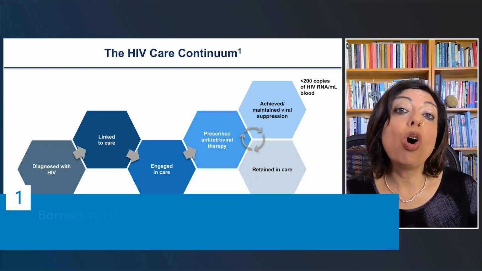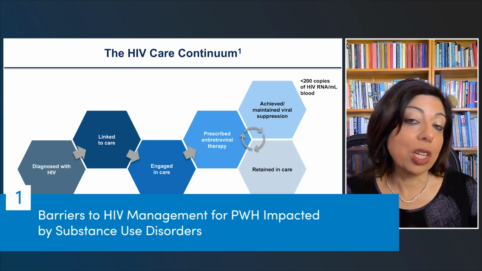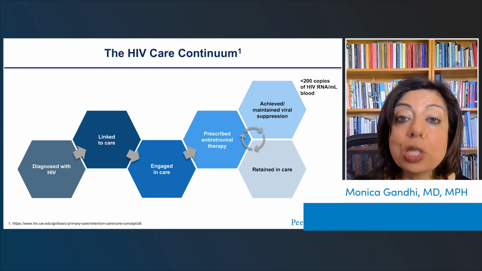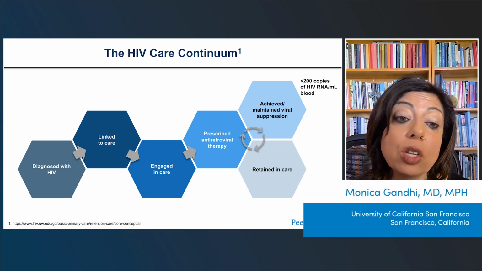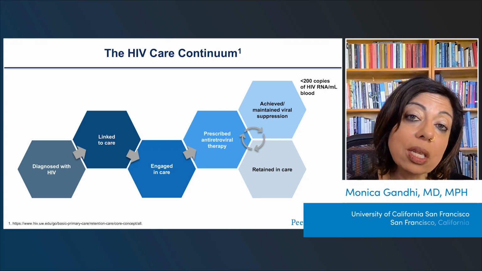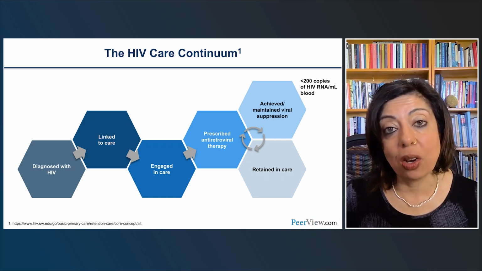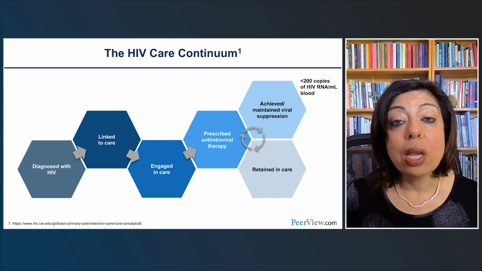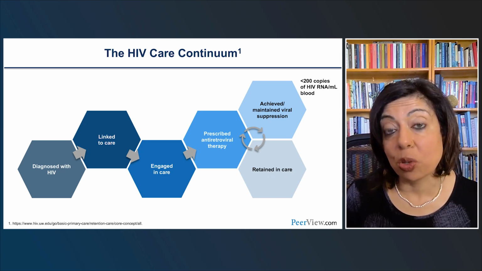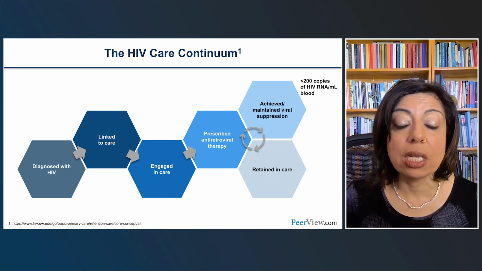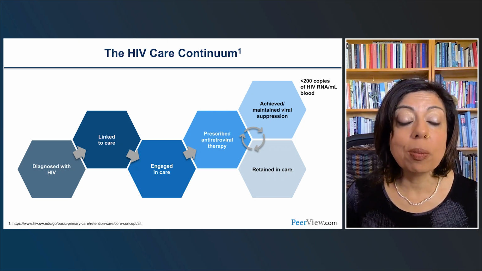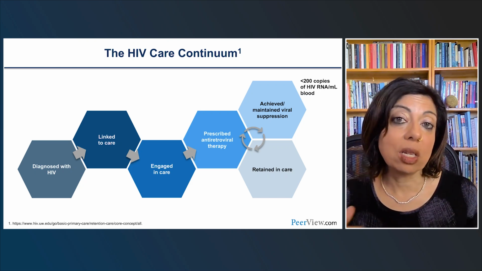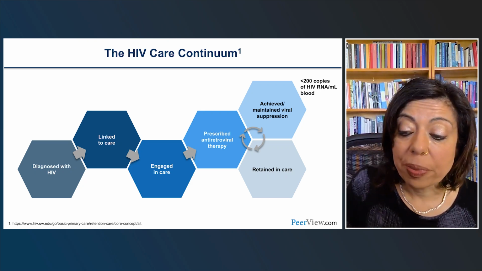So, when we talk about all these social determinants of health that impact the HIV care continuum, let's first define the HIV care continuum. The first step in HIV management is, of course, to be diagnosed with HIV. Next step is to be linked in care, then engaged in care, then prescribed antiretroviral therapy, and then fundamentally the goal of care is to achieve virologic suppression for the individual living with HIV and staying retained in care. And in terms of this continuum, there can be slips at any point in the continuum that can be impacted by multiple determinants of health.